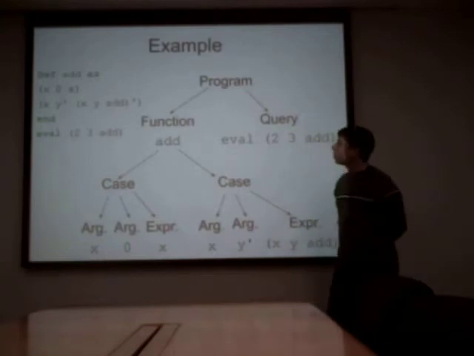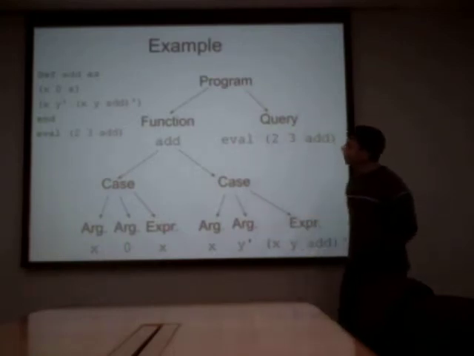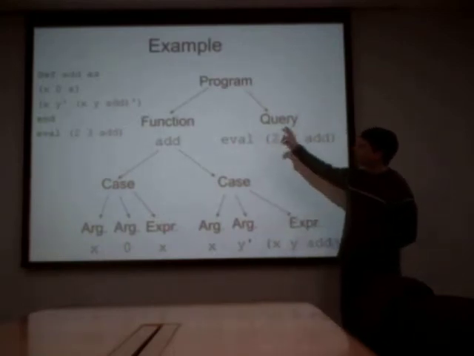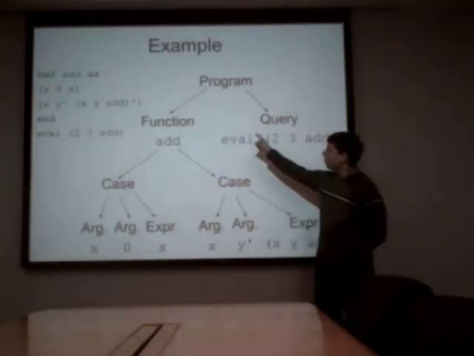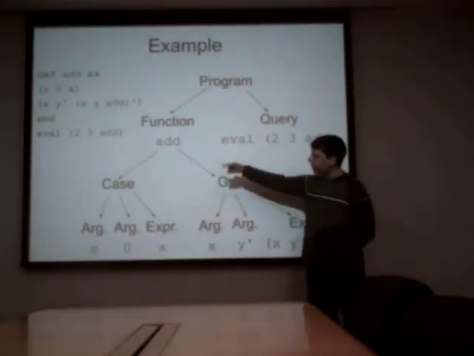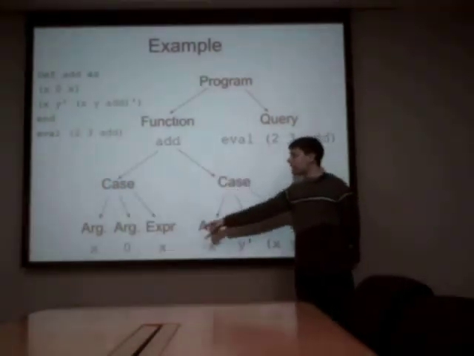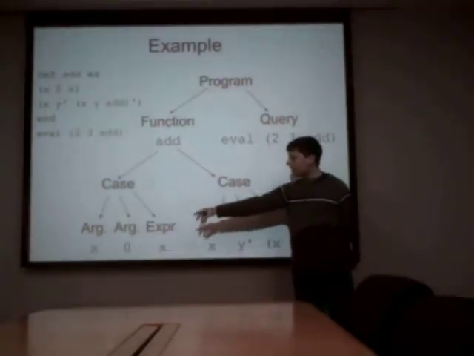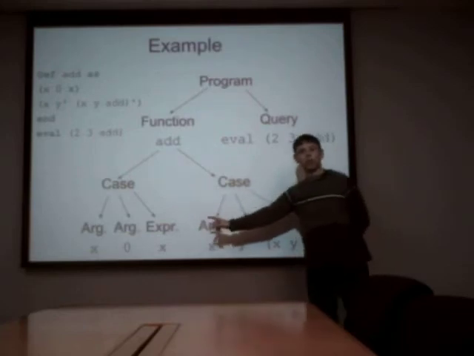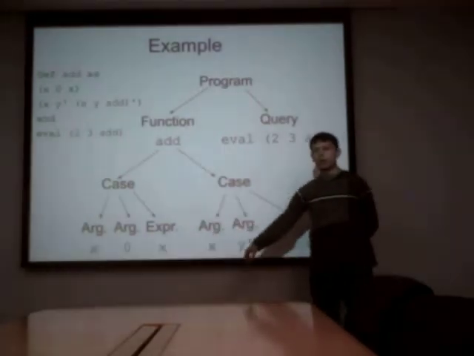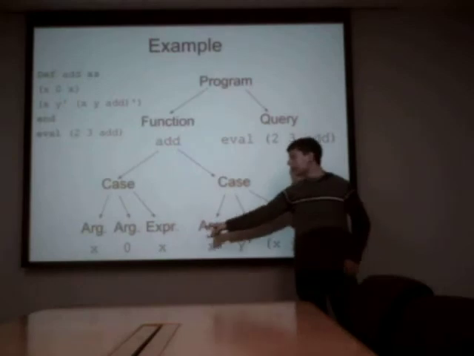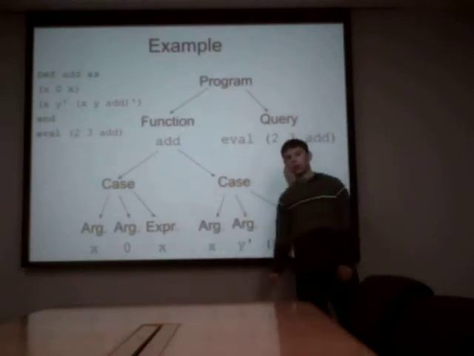So we can parse this example PRALine code as follows. A program which has a function and a query. The function is the add function. The add function defines 2 cases. The order matters. The first case defines the case where the first argument is general, but the second argument is 0. And in that case, it should return x. So this case handles cases where the second argument is 0.